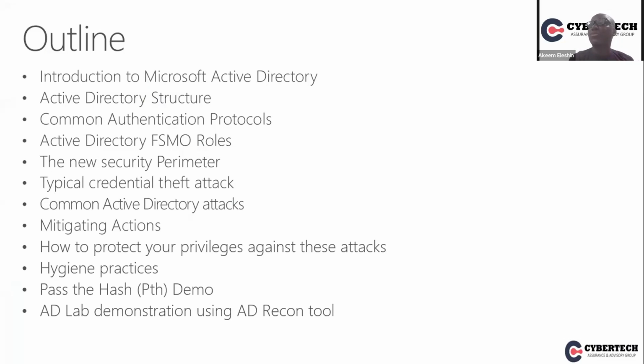We'll be looking at how it begins, that is, an introduction to Microsoft Active Directory, the structures of Active Directory, the common authentication protocols used in Active Directory, Active Directory FSMO roles, the new security perimeter, typical credential theft attacks, then common Active Directory attacks, then what mitigating actions we can take, or how you can mitigate this scenario. A scenario attack will be shown to us. Then we'll talk about how to protect your privileged accounts, then the hygiene practice. Then, if time permits, a demo on pass the hash.